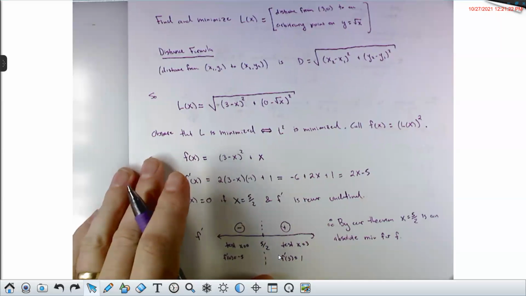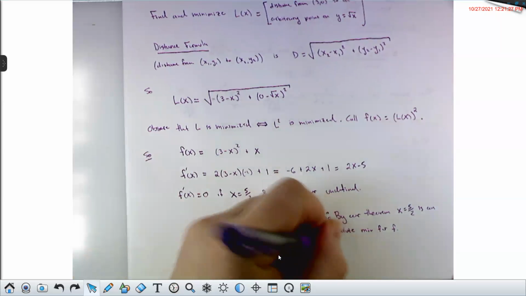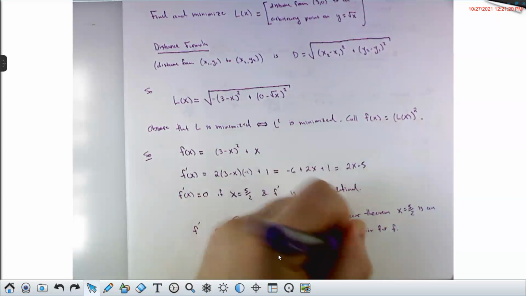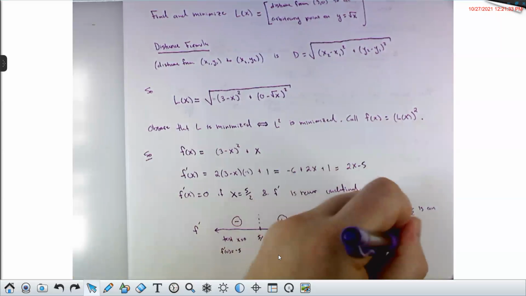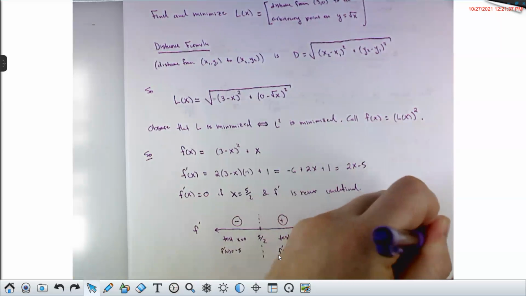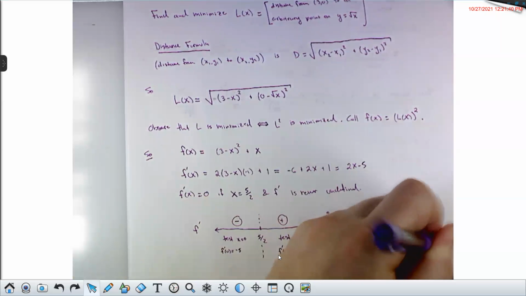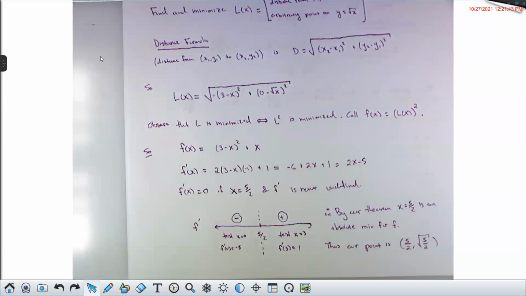And that means that the point on the graph that has the closest distance, the point we want, is (5/2, √(5/2)). Alrighty, so we are done here.